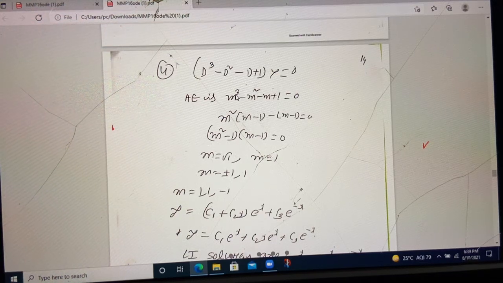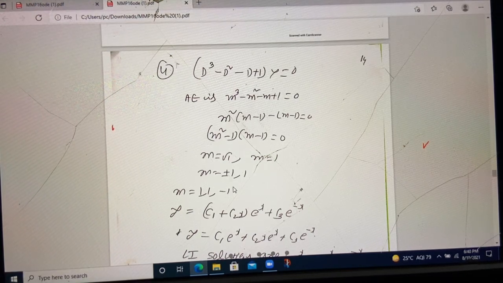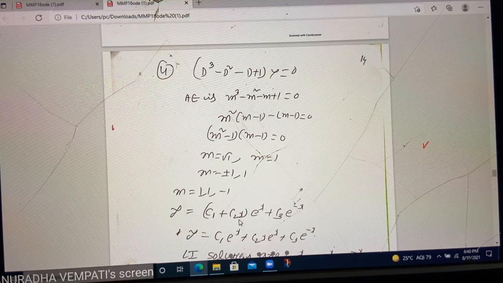D cube minus D square minus D plus 1 on y. The auxiliary equation is m cube minus m square minus m plus 1. So here we apply, luckily m square common, so m square into (m minus 1), minus 1 common, (m minus 1). m minus 1 common, so we get (m minus 1) into (m square minus 1) equal to 0. So m is equal to root of 1, plus or minus 1, and m equal to 1. So what are the roots? 1, 1, minus 1. So 1, 1 repeating 2 times. So how will we write the complementary function? (C1 plus C2 x) e to the power of 1x plus C3 e power minus x.